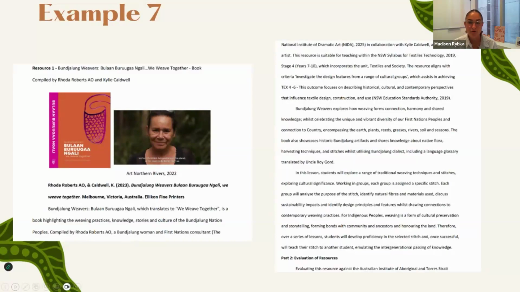In this lesson, students will explore a range of traditional weaving techniques and stitches, exploring cultural significance. Working in groups, each group is assigned a specific stitch. Each group will analyse the purpose of the stitch. For Indigenous people, weaving is a form of cultural preservation and storytelling. I think that is very creative, that you can see this student went into deep thought about how she could embed this authentically within her lesson, especially with it being quite hard with textiles.